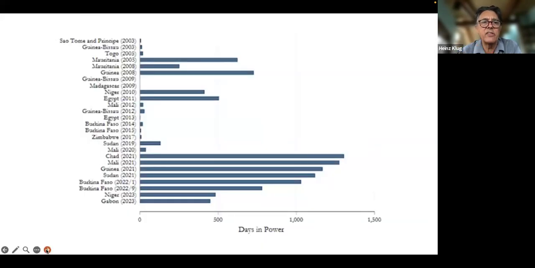Now, what's interesting is, the period from 2003, you can see these coup d'etats don't last very long, but since 2021, they've been sticking around much longer, and there's going to be an interesting part to that. Next slide, please.